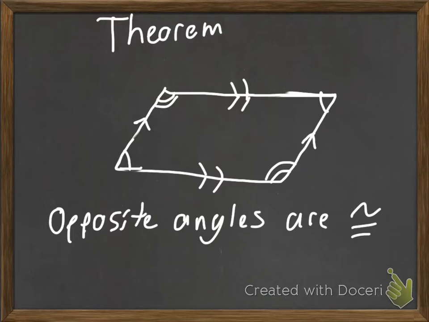Our next theorem talks about the angles. We know that the opposite angles in a parallelogram are congruent.